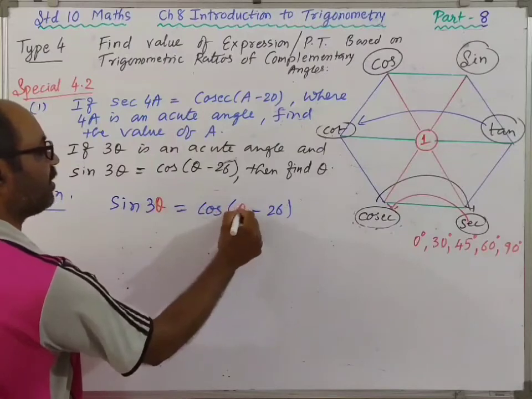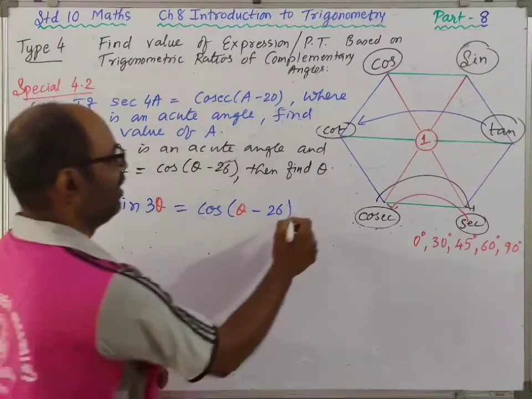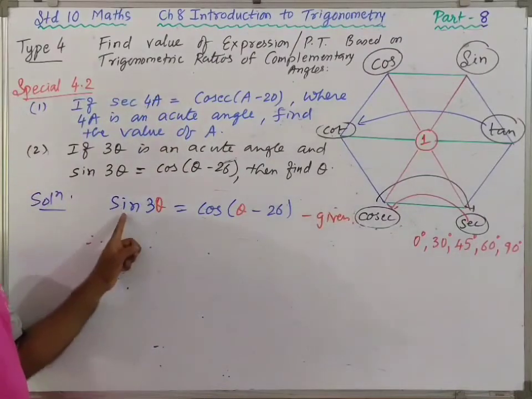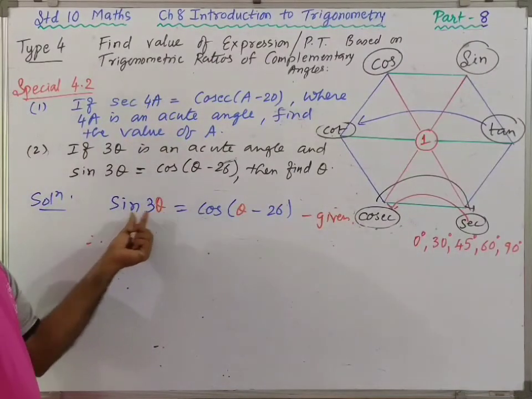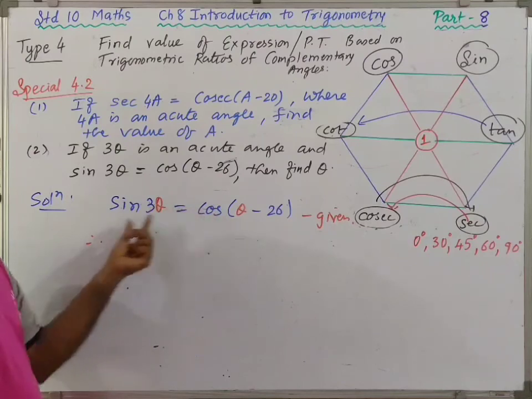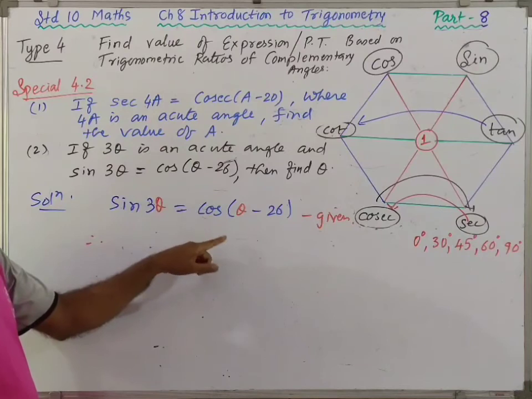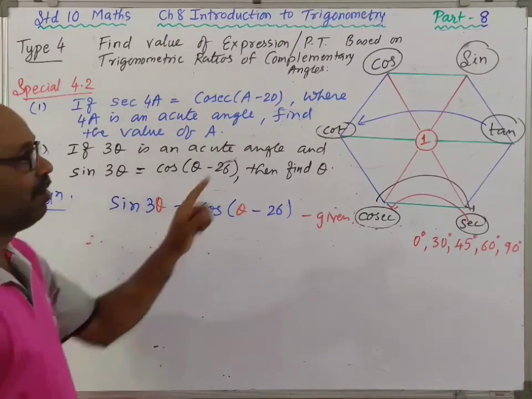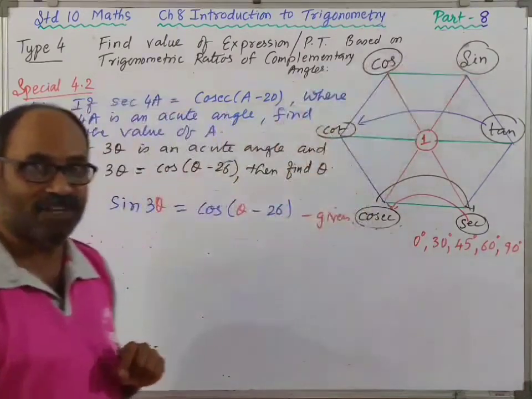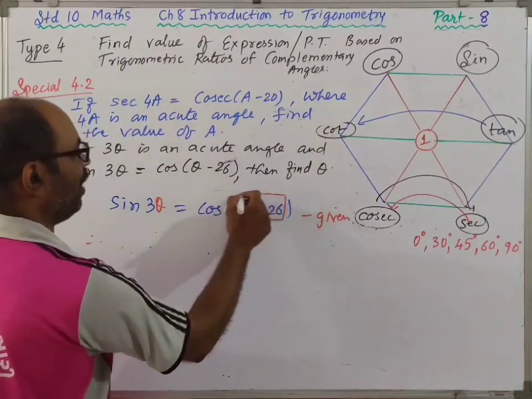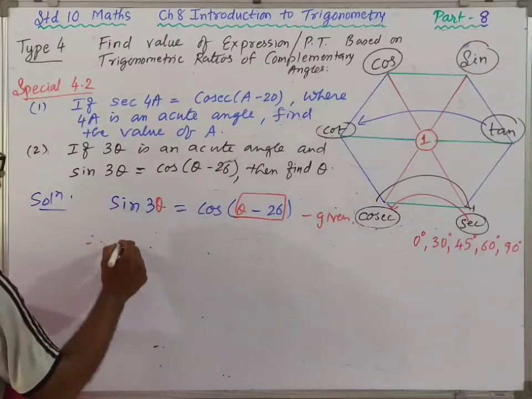Sin 3 theta, and this is theta. You have to find the value of theta. This you may say given. Therefore, you can get theta only if this is sin equal to sin or cos equal to cos. So sin can be converted into cos, or cos can be converted into sin, because sin and cos are complementary of each other. What would be more convenient?